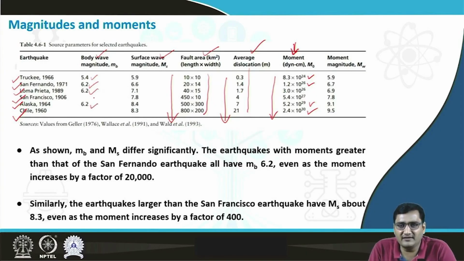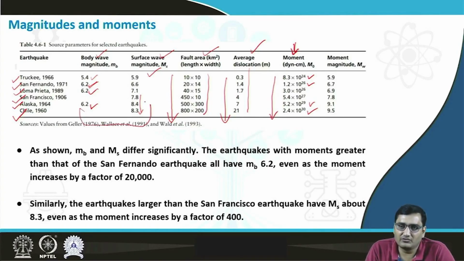So now you could easily understand the problem here. Even though the earthquake size is much bigger as you go from top to bottom, the body wave magnitude is still stagnant, around 6.2. That means at its saturation point it is giving stagnant values. After 5.4 it goes to 6.2, but thereafter it remains at 6.2. A similar problem occurs with the surface wave magnitude, which gets stagnant after 8.4 or 8.3. It doesn't give you greater values for larger magnitude earthquakes. So this is basically happening because of saturation.